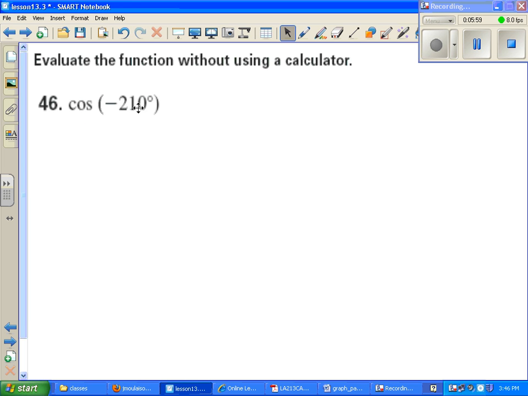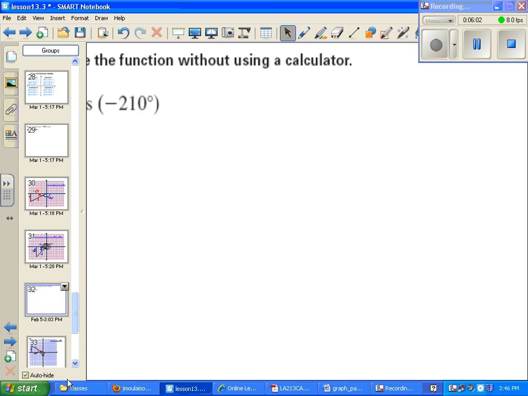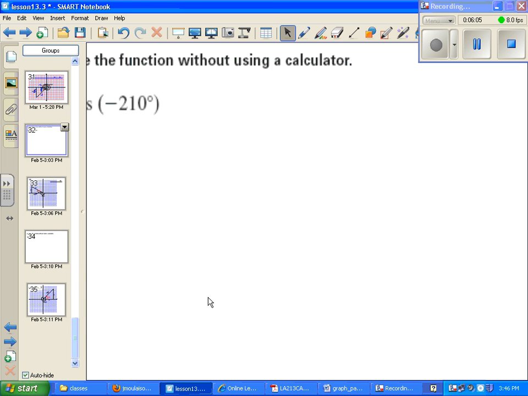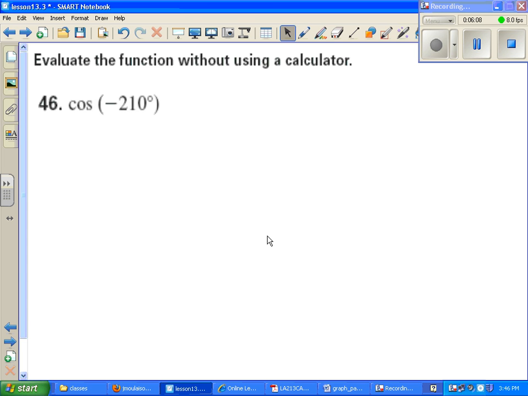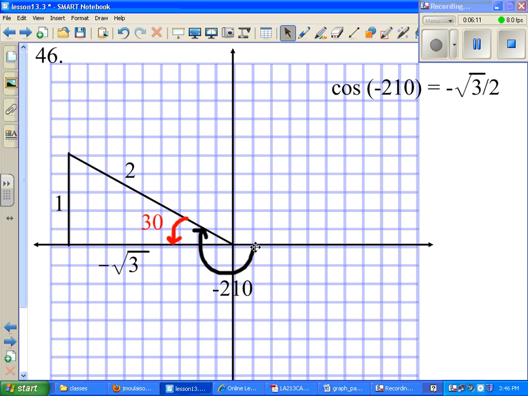So to evaluate the function without using a calculator, I'm going to begin once again by sketching the angle, negative 210. So here's negative 210. I'm going to determine the reference angle. Reference angle is 30 degrees. I have a 30, 60, 90 right triangle. Ratio of sides, 1, 2, square root of 3. In the second quadrant, the x value is negative, the y value is positive. Cosine is x over r. So cosine is negative root 3 over 2. That's the cosine of negative 210.